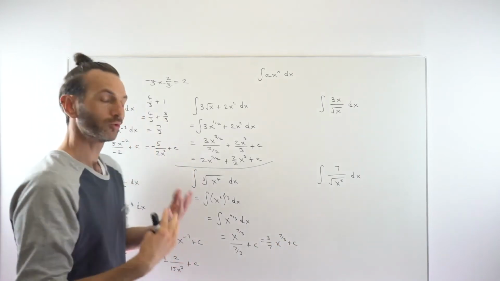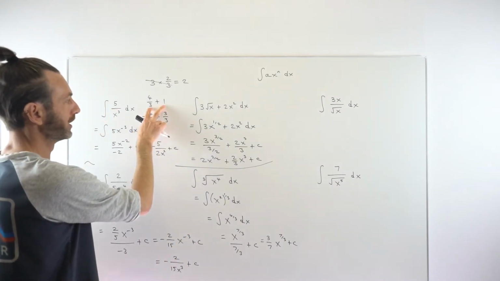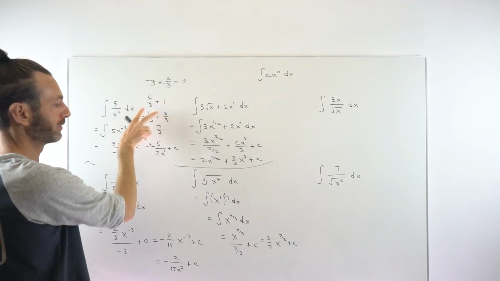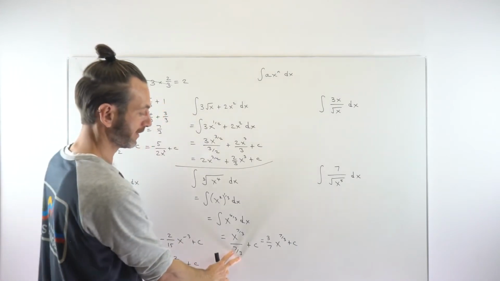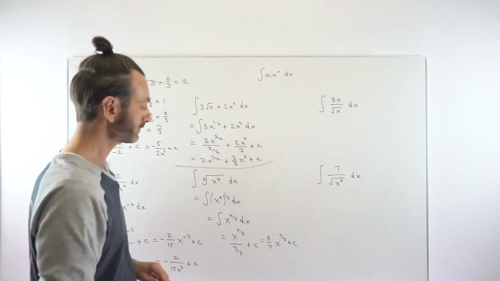So lots of little tricks going on there. Keep an eye on when you've got a fraction and you're adding 1 to it. Remember to turn that whole number, the 1, into an equivalent fraction. And when you're dividing by a fraction, which is a common scenario in integration, you can flip it and multiply by it instead.